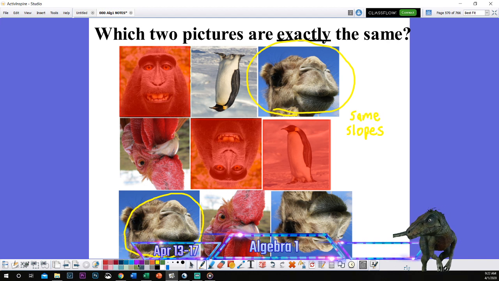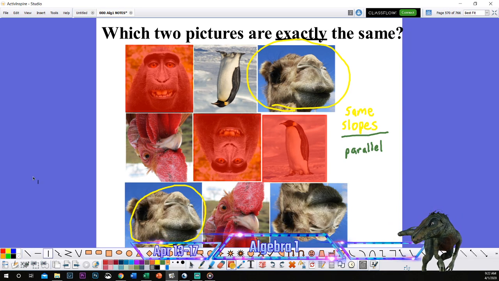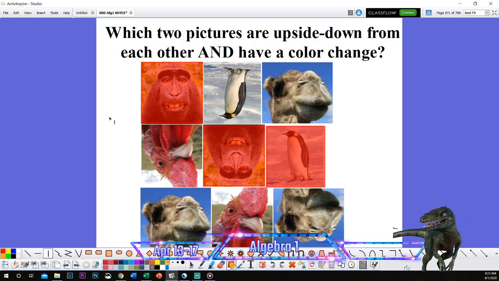So if we have the same slope, we're going to look at same slopes being parallel. So if two lines have the same slope, they are parallel. What does parallel mean? That means that they're never going to touch each other, just like this line and that line. Those two lines will never touch. They are parallel.